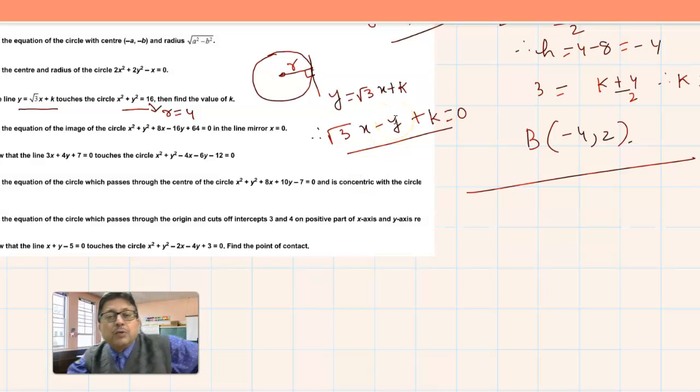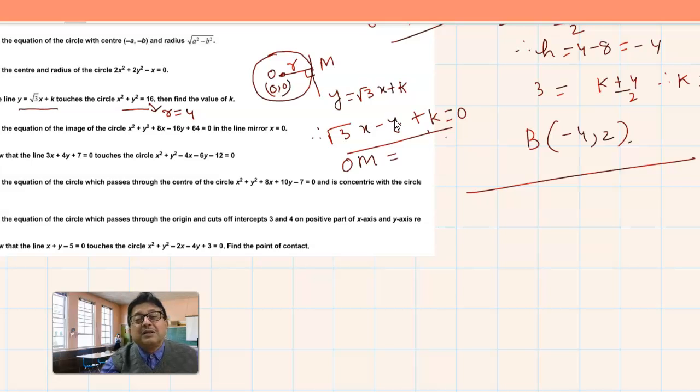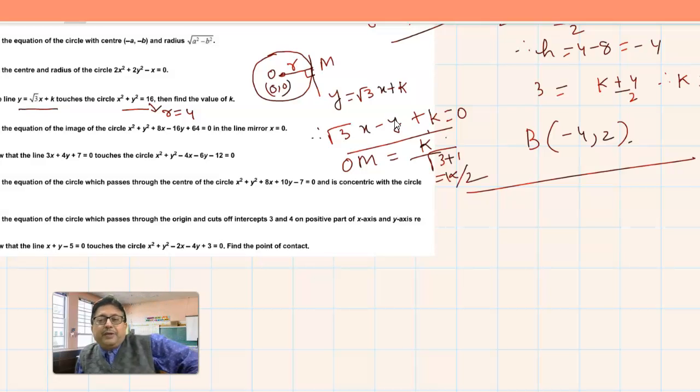Okay. Now, what is the center of this circle? Center is 0, 0. From the center, if we draw a perpendicular, this must be equal to the radius. The condition I told you. If a line touches a circle, then OM must be equal to the radius. But O to M I can find easily by the distance formula. What is the length of OM? Use the distance formula, 0, 0 to this line. K by under root 3 plus 1, that is K by 2. OM equal to K by 2.